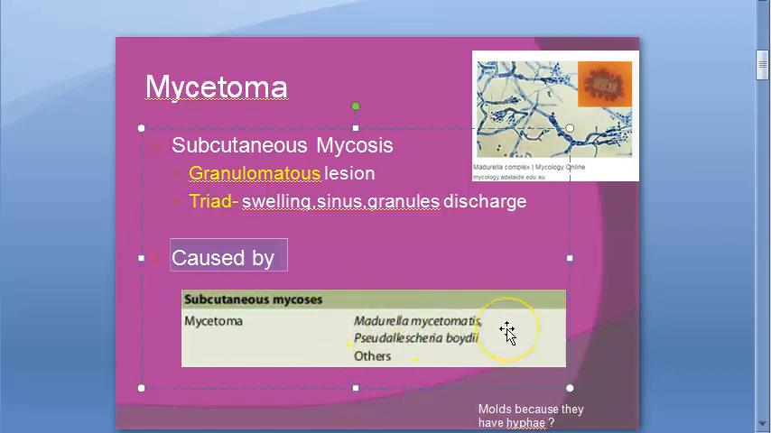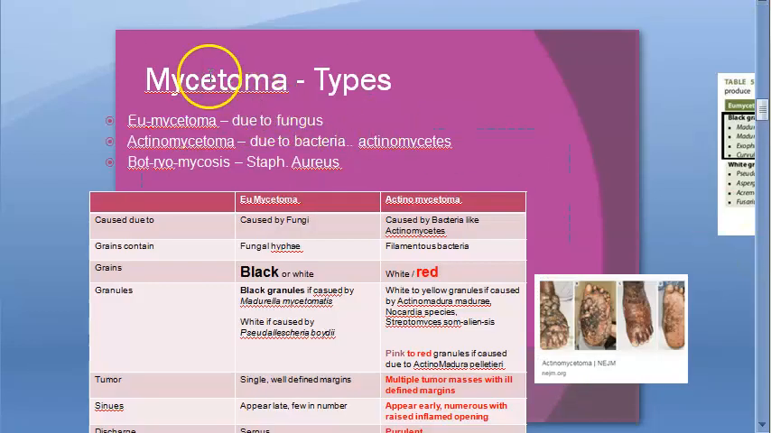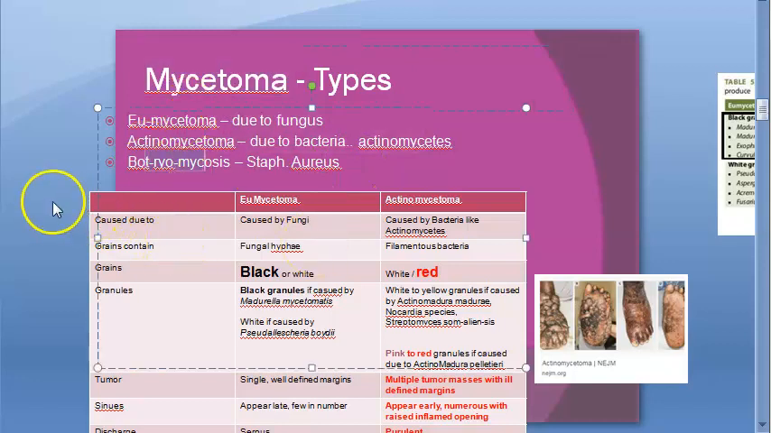So these are the two which cause Eumycetoma. There is something else called Actinomycetoma, which is caused by Actinomadura, Nocardia, Streptomyces, etc. It is also called Maduramycosis or Madura foot. It was first described in Madurai, Tamil Nadu. There are types of mycetoma, like we told you: Eumycetoma, Actinomycetoma and Botryomycosis. Eumycetoma is caused by fungus, which is the true mycetoma. That's why it is called Eumycetoma, because it is caused by fungus. Actinomycetoma is caused by actinomycetes.